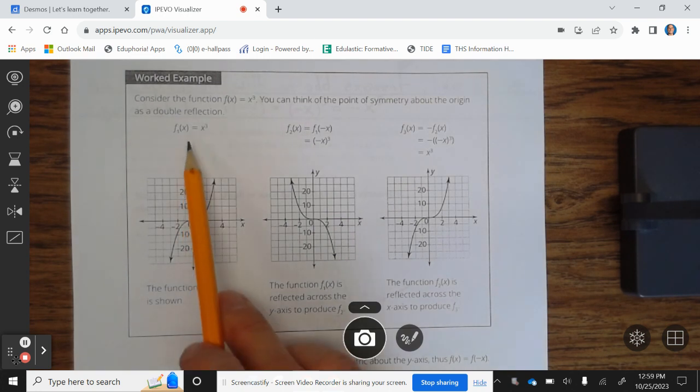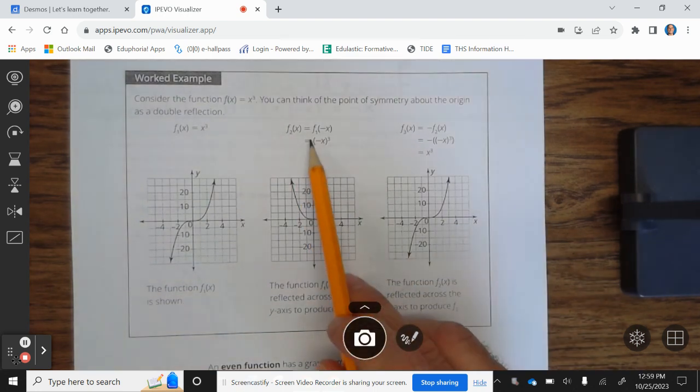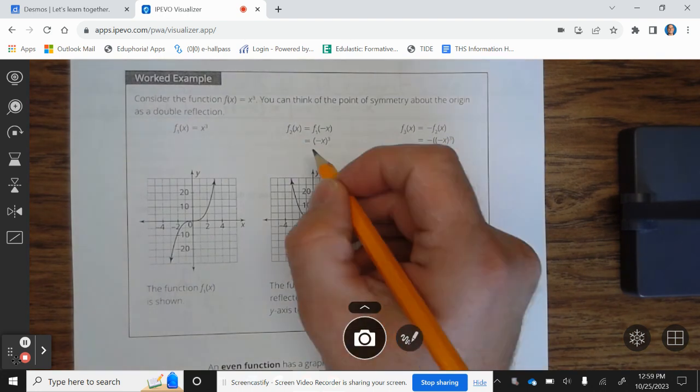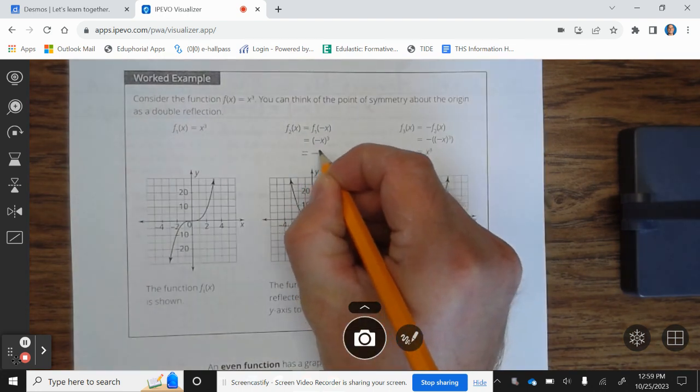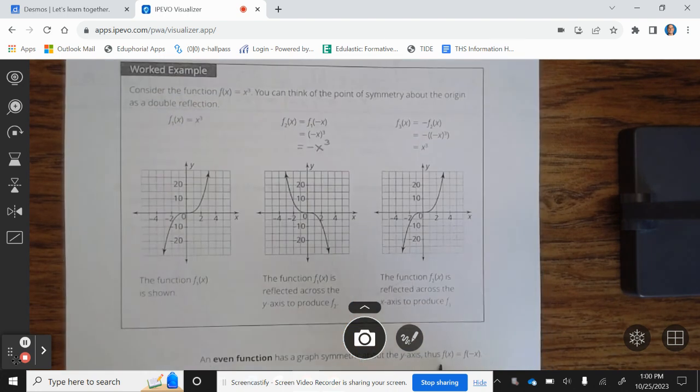So when f of x equals x cubed, here's your graph. The function f1 of x is shown. When f2 of x equals f of negative x, it's equal to parentheses negative x cubed, which is equal to negative x cubed, which is this graph. And the function f1 of x is reflected across the y-axis to produce f2.